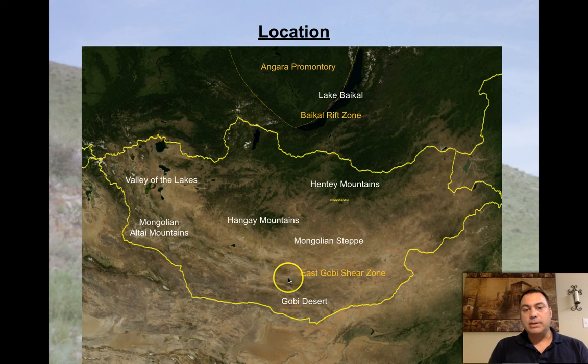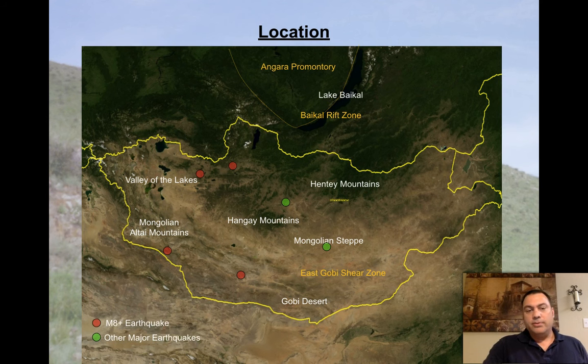Down to the south is the East Gobi Shear Zone. There's a lot of good geology being done and published down here, and I think that we're seeing, in essence, the combination of all three of these regimes occurring right between the Hangay Mountains and the Hentay Mountains. And I think there's a lot of really good stuff still out there to go out and learn, not found yet.